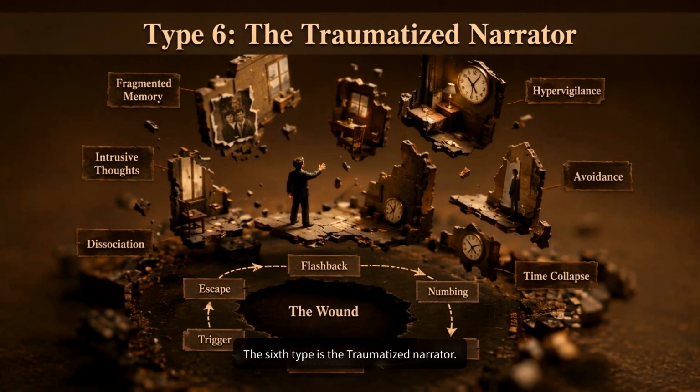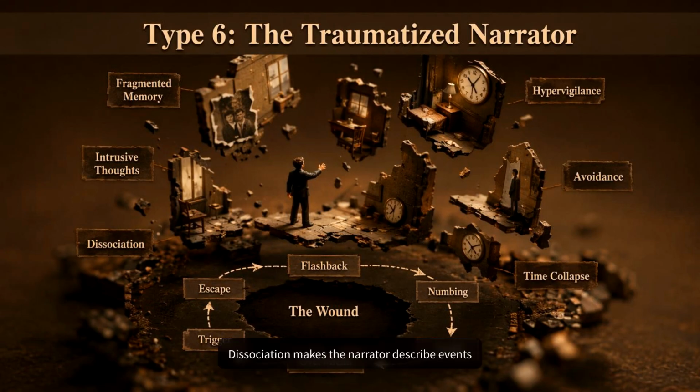The sixth type is the traumatized narrator. This narrator is distorted by trauma and post-traumatic stress. Trauma fragments memory, distorts the sense of time, triggers dissociation, and creates intrusive thoughts that blur with present reality. Let us see how trauma affects the narration itself. Memory becomes fragmented, with events recalled out of order and gaps in the story. Intrusive memories cause the past to invade the present narrative.